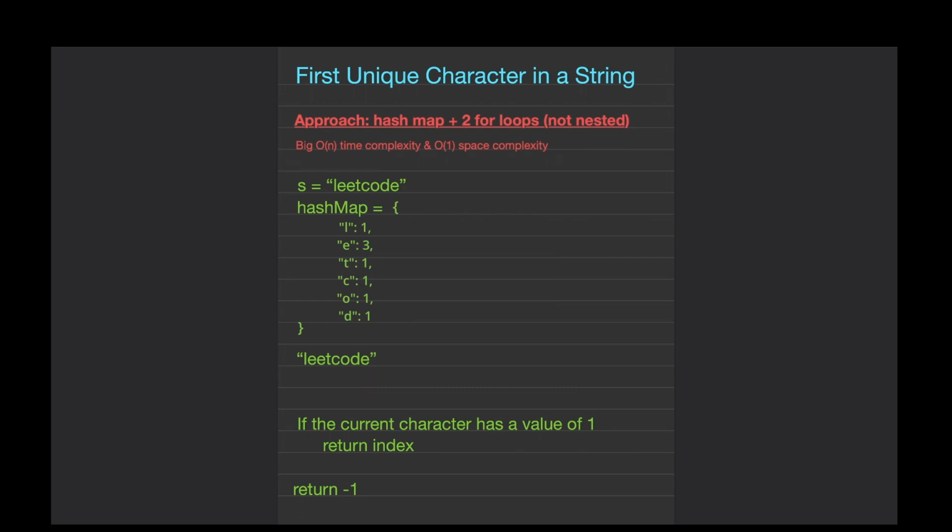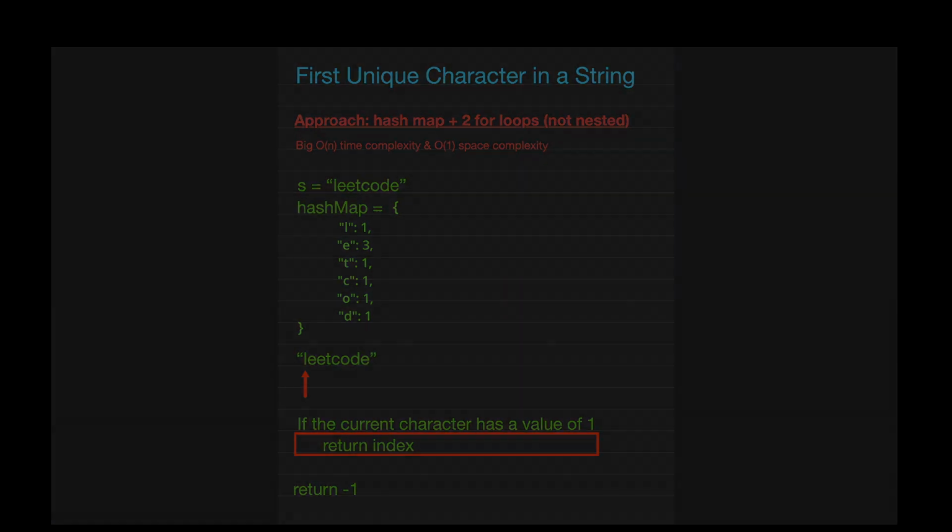We exit the first for loop and immediately enter the second for loop, starting at the 0 index. We check if the letter L has a value of 1. It does, so we return the index of 0. Let's translate this to code.